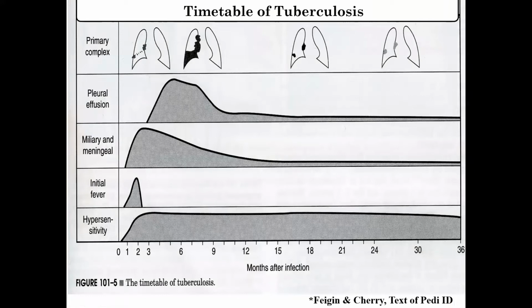This is an older slide looking at the timetable of tuberculosis. And I really like this graphic because it shows over time from day one being when you first become infected over a 3-year period. And we know that it takes about 8 to 10 weeks for the skin test or the blood test to turn positive after infection.